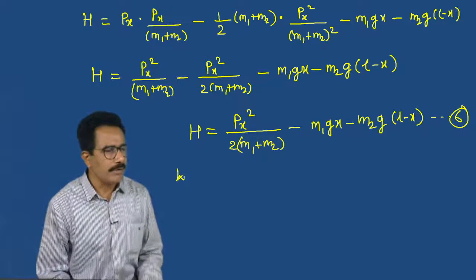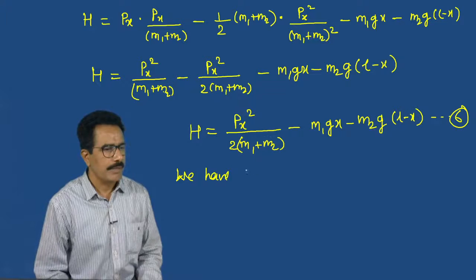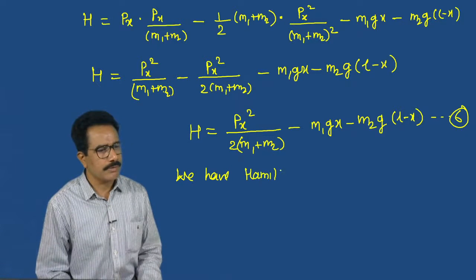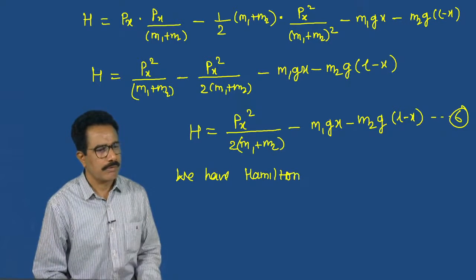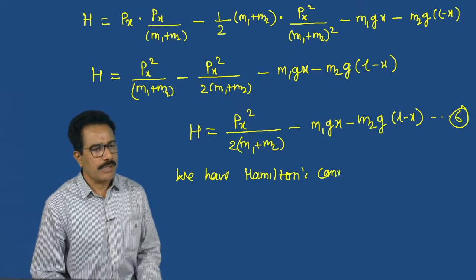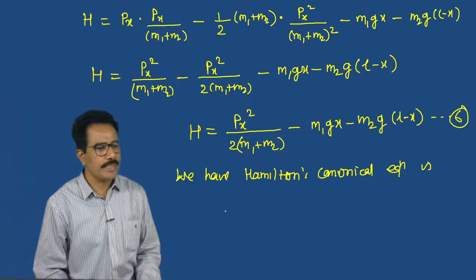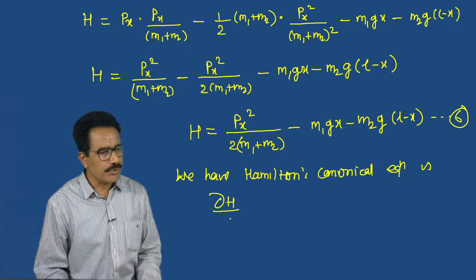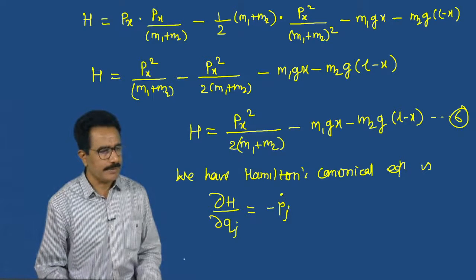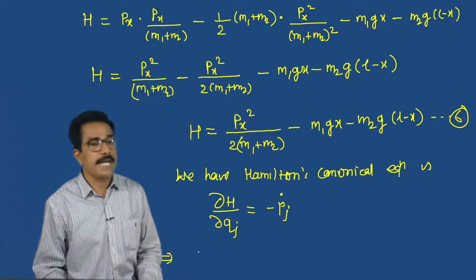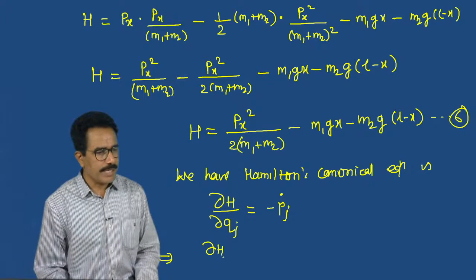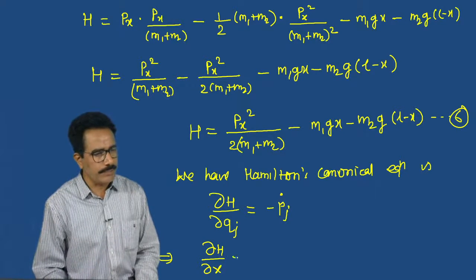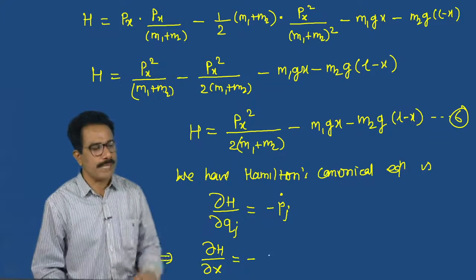Now we have Hamilton canonical equation. What is that? dou H by dou qj which is equals to minus pj dot. This implies that dou H by dou x which is equals to minus px dot.